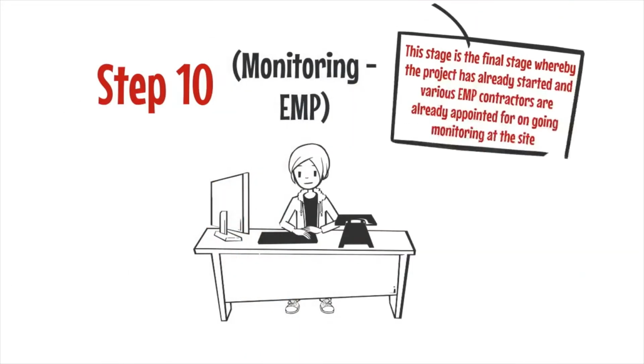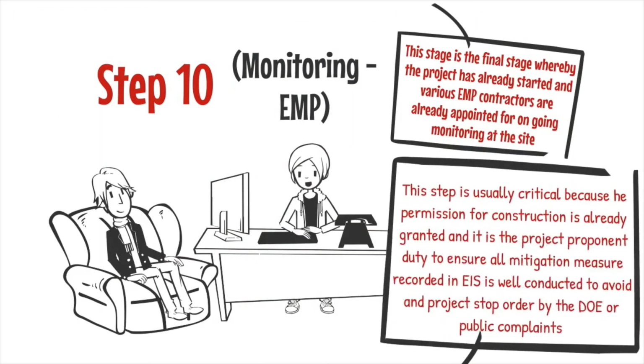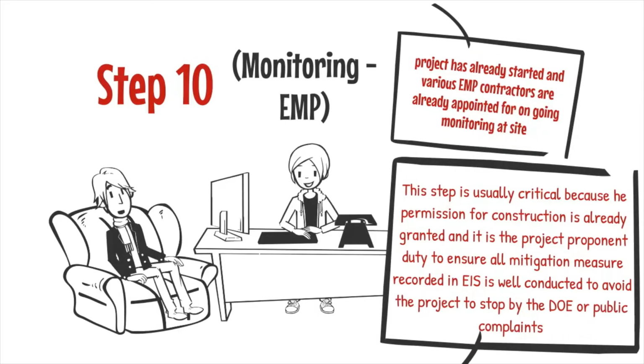Lastly, Step 10, which is the monitoring or execution of the environmental management plan. This is the final stage whereby the project has already started and various environmental management plan contractors are already appointed for ongoing monitoring at site. This step is usually critical because the permission for construction is already granted, and it is the project proponent's duty to ensure all mitigation measures recorded in the environmental impact statement are well conducted, to avoid the project being stopped by the Department of Environment or due to public complaints.